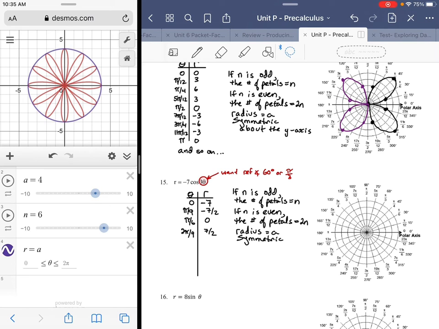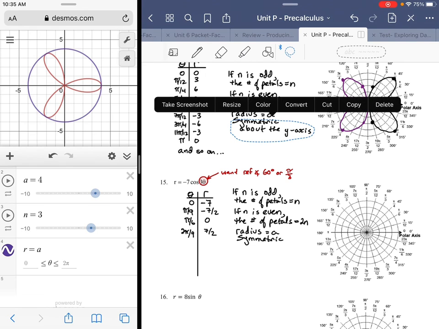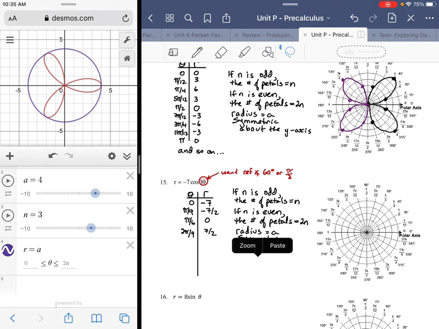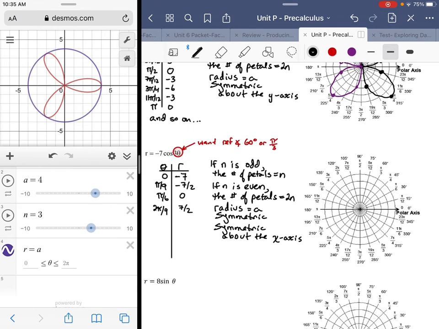So then I just want to talk about symmetry real quick. This is a cosine function. Let's go with a smaller one, because it gets a little crazy when you talk about the larger values of n. This does not look symmetric about the y-axis. It does, however, look symmetric about the x-axis. So for the cosine function, the only difference when dealing with the roses is that you'd have symmetry about the x-axis.